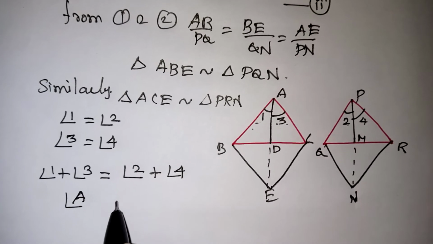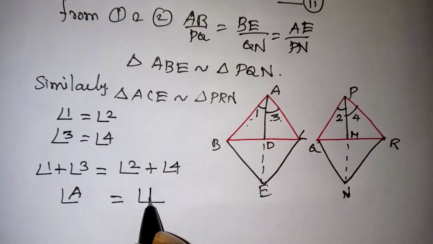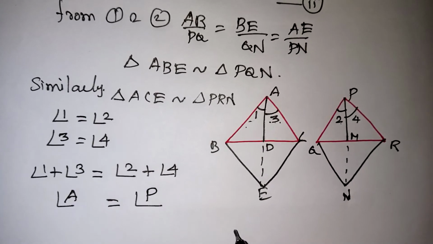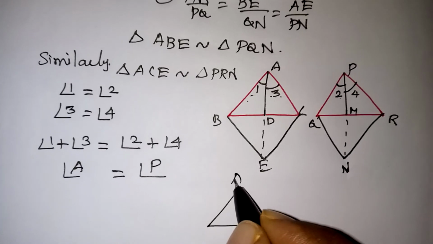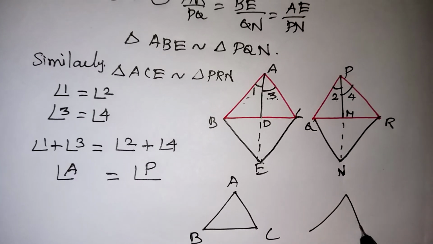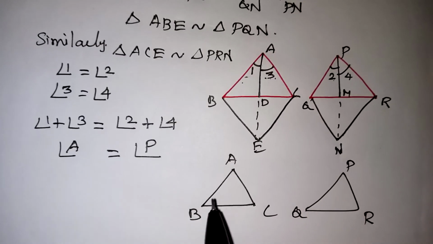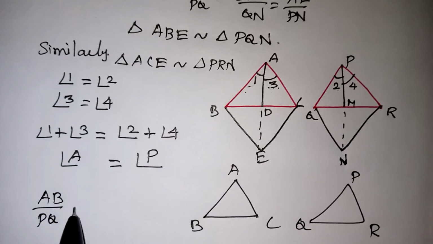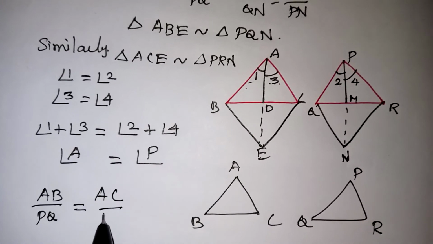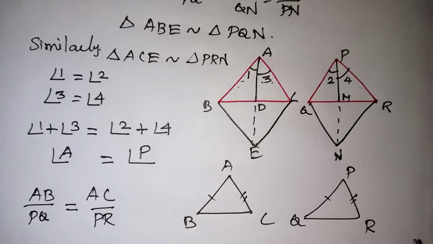So angle 1 plus 3 will give you the whole angle A. This is my angle A, total angle A. This 2 plus 4 will give you the total angle P. Now getting back to the original question, this is our original diagram, that is our ABC, this is our PQR. In our question they have given that AB side and PQ side are proportional to AC side and PR side. These two and these two are proportional, it's given.